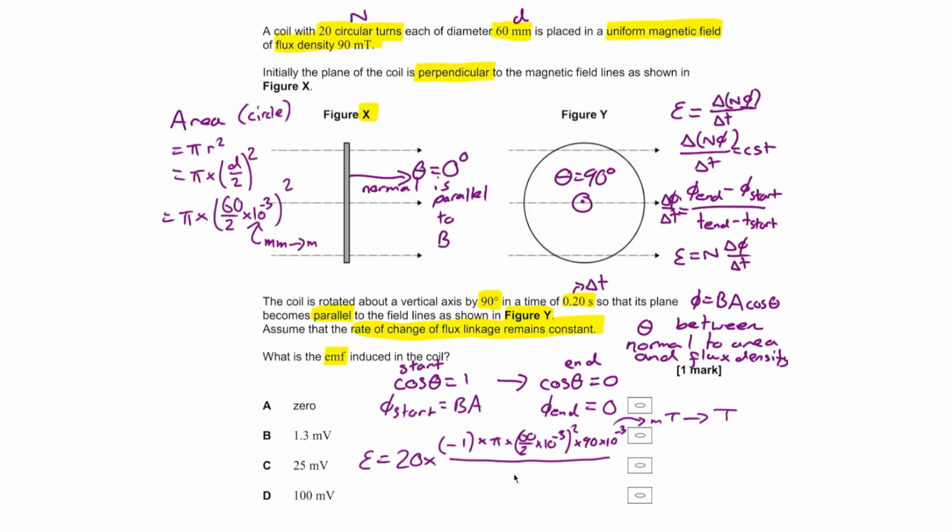And then we can use that the time difference, delta t, is 0.2. Therefore, we calculate that epsilon is equal to minus 0.02544, which is equal to minus 25 millivolts.